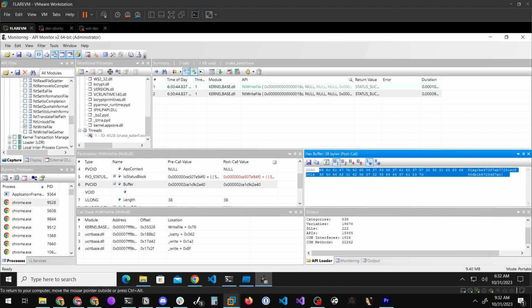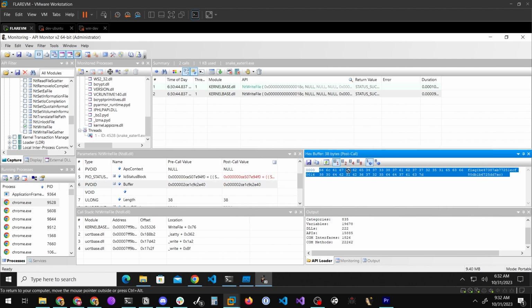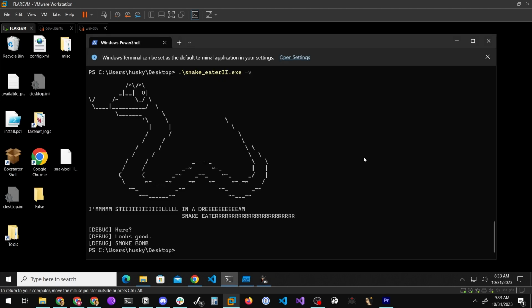So that was one of the ways to solve this challenge, was to load this up in API Monitor, look at the lowest possible level file write primitives, and that's going to be the NtWriteFile primitives, and then look at the parameters that were captured by API Monitor and look for the buffer that was written into the file itself. And there is your flag. And that is Snake Eater 2.